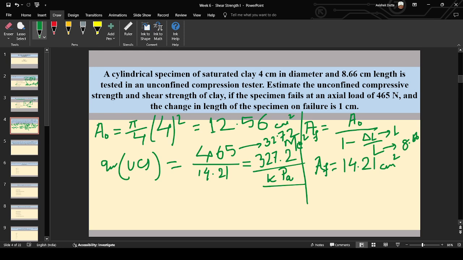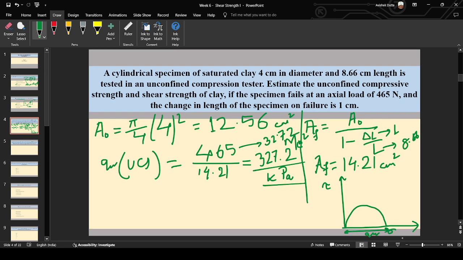What is the shear strength then? Now in this unconfined compression tester, I'll just draw a graph to make you understand. If this is tau, shear stress, and this is sigma, normal stress, the Mohr circle proceeds like this because sigma 3 is equal to 0. So it originates from the origin. So the diameter is the axial stress or the stress at failure. This diameter is Qu, the unconfined compression strength. This is the radius.